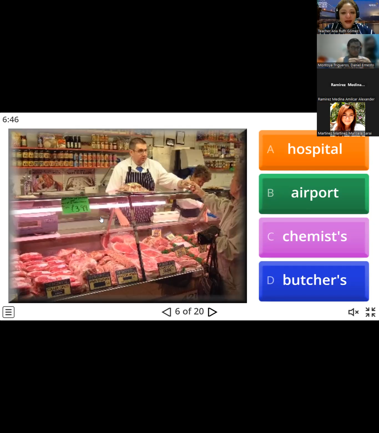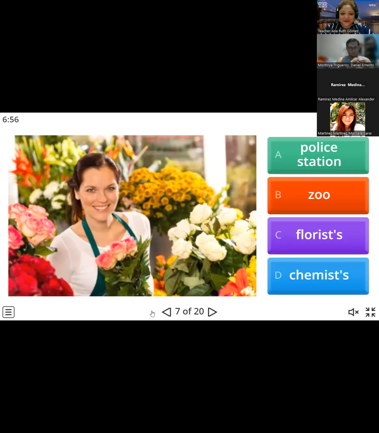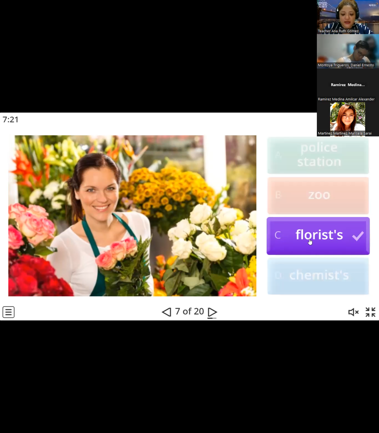All right. What about... Oh, sorry, I made a mistake. It's butchers. My mistake. What about this one? It is the florist. So in American English it is flower shop. This is in British English. In American English, you call it flower shop. All right? Flower shop.